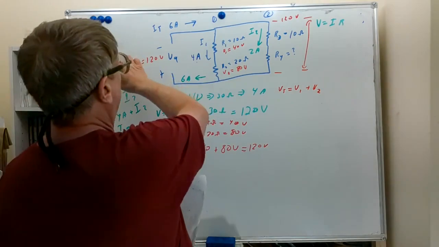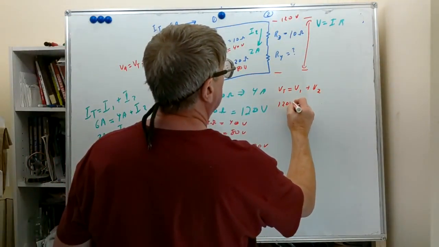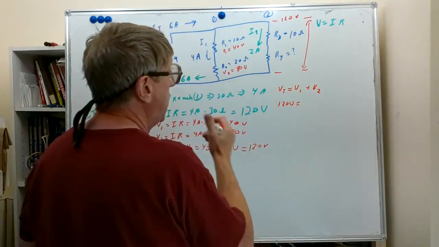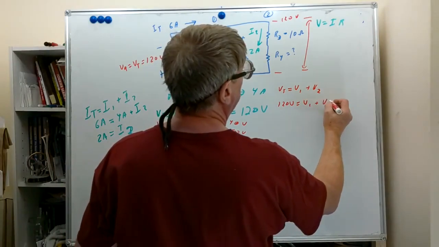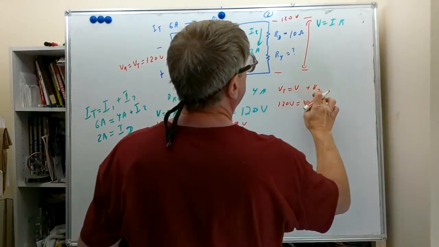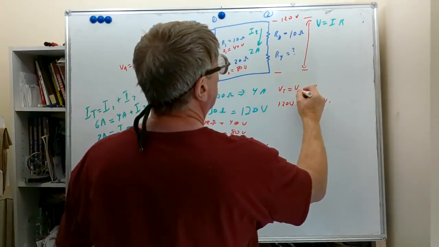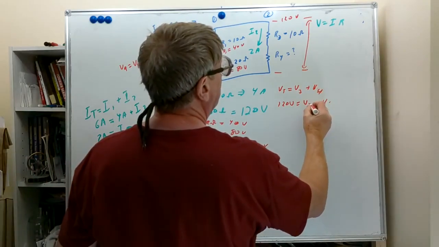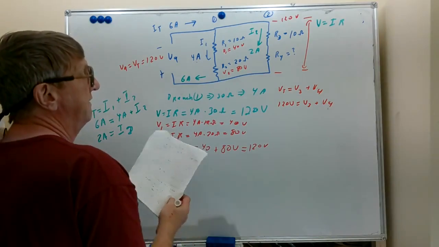Well, we know voltage total. We just calculated that. We know it's 120 volts. And we know the sum of V3 and V4, we got to get the subscripts right, V3 and V4. We know the sum of those voltages is going to equal 120 volts.